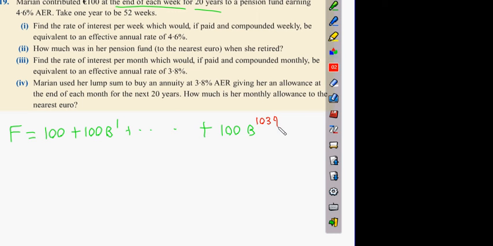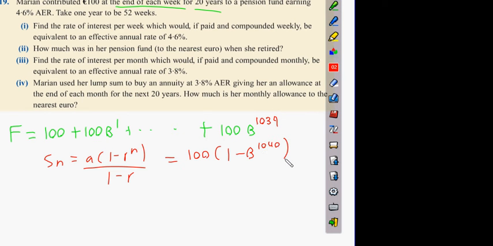Once we figure out the sequence, we're going to go for the Sn formula, which equals a times 1 minus r to the n, all over 1 minus r. Our a value is 100. Our r value is stored as B. How many terms are there? 1,040, excellent. And then 1 minus B. Put it all into the calculator.